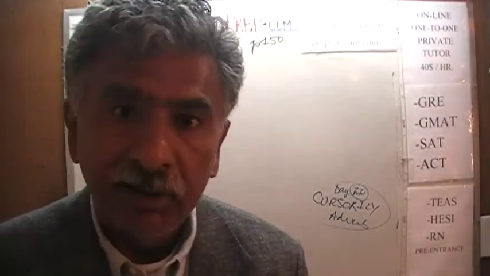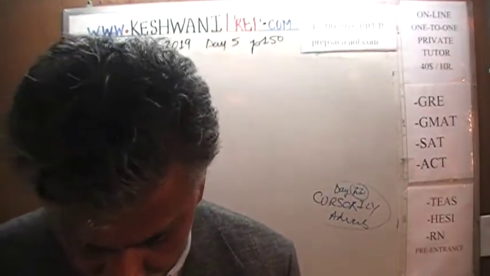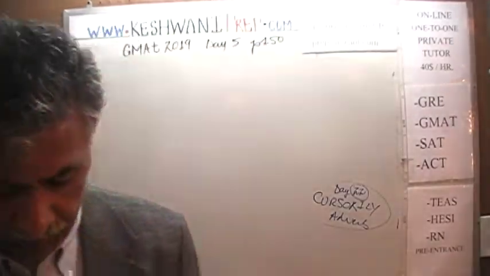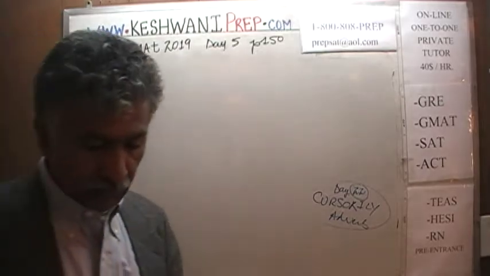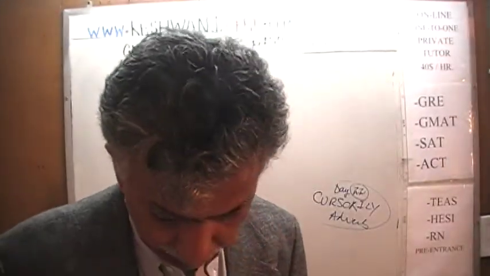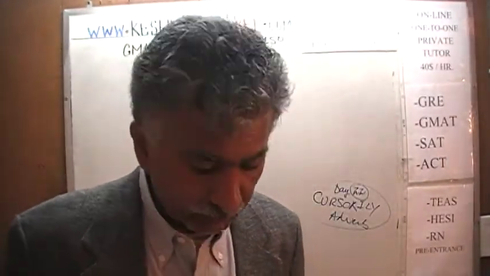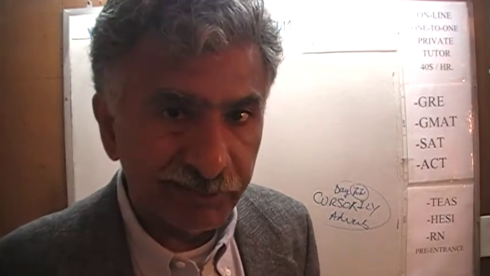Today is our lesson number 5, Day 5, and we are on page number 150. Make sure the book is in front of you. Turn to page 150, and let's get going. We're going to pick up from number 31, the very first problem that you see in the second column.